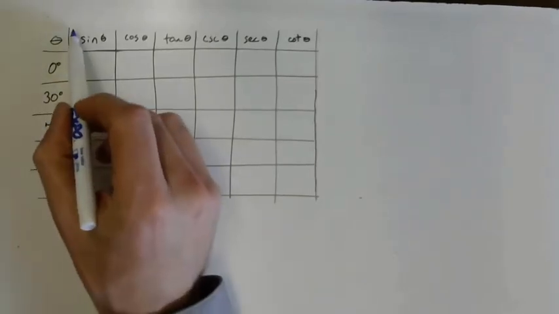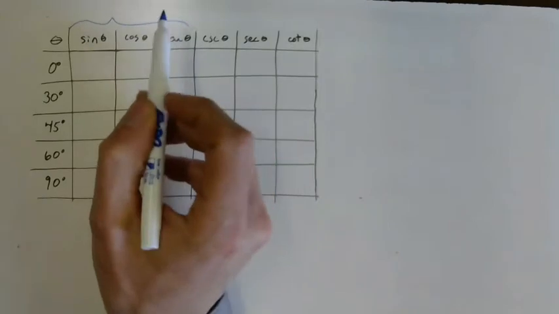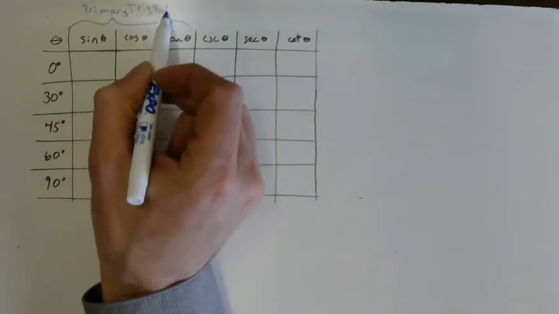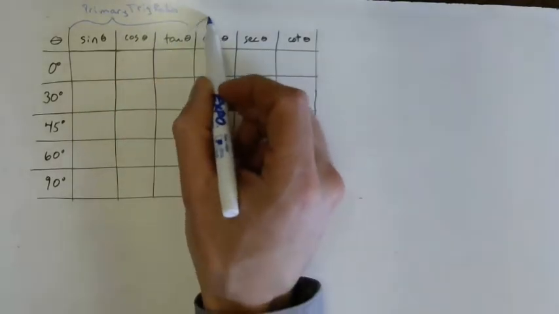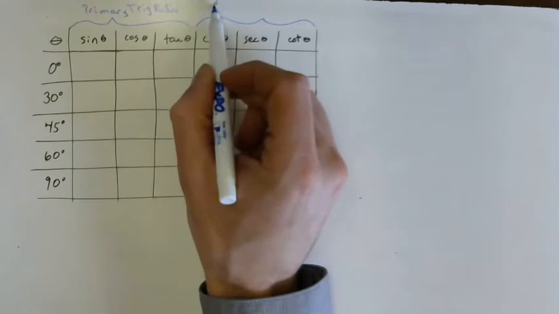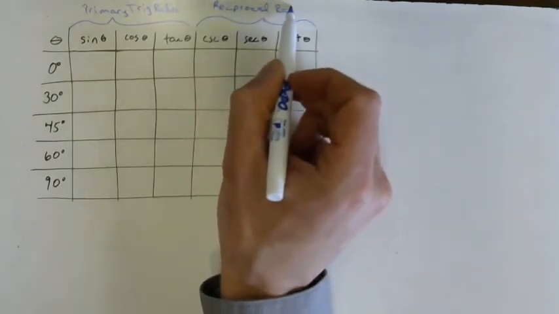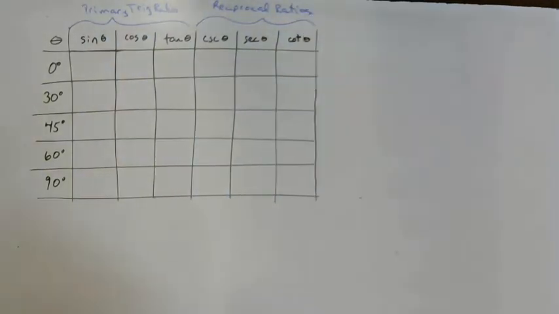Okay, so we're going to summarize our findings in this chart that is there for you in the investigation on page 11. If you want to, you can just take a little second and go like this and call these your primary trig ratios. And that makes these your secondary or reciprocal ratios. Doesn't matter which word you use.